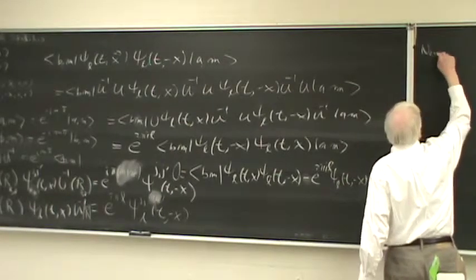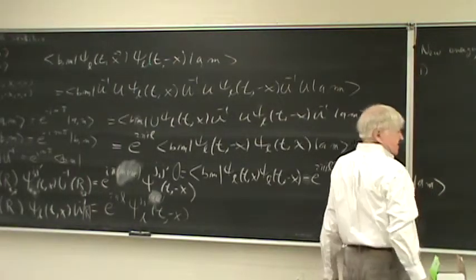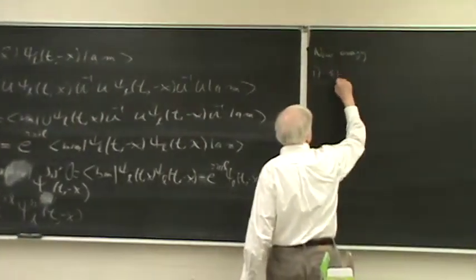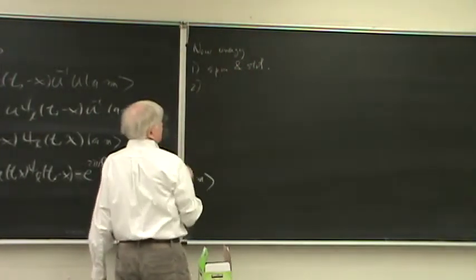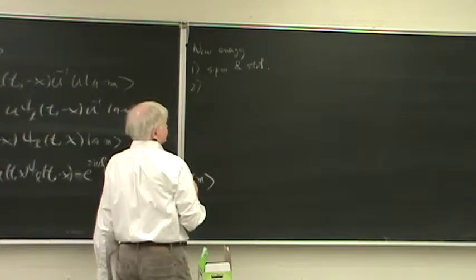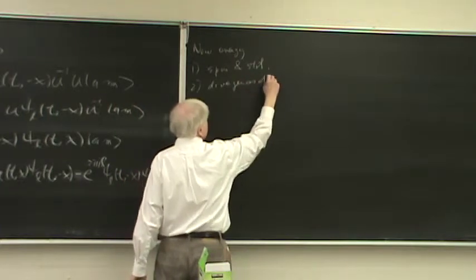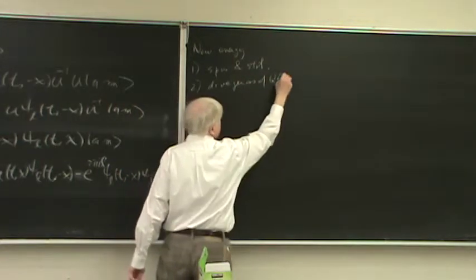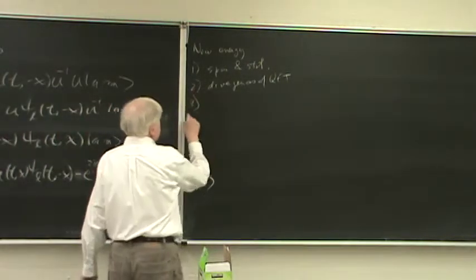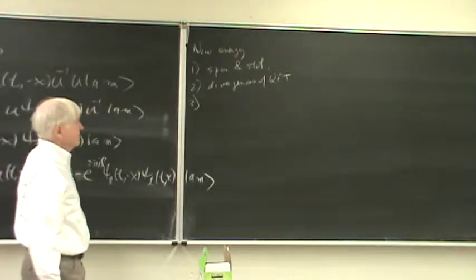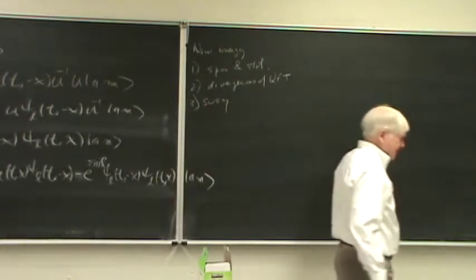Now, energy, and there are two aspects of this. One is the connection with spin in statistics. And the second one is basically the divergences of quantum field theory. And in fact, this is the worst divergence of quantum field theory that I know. And thirdly, just a word about supersymmetry.